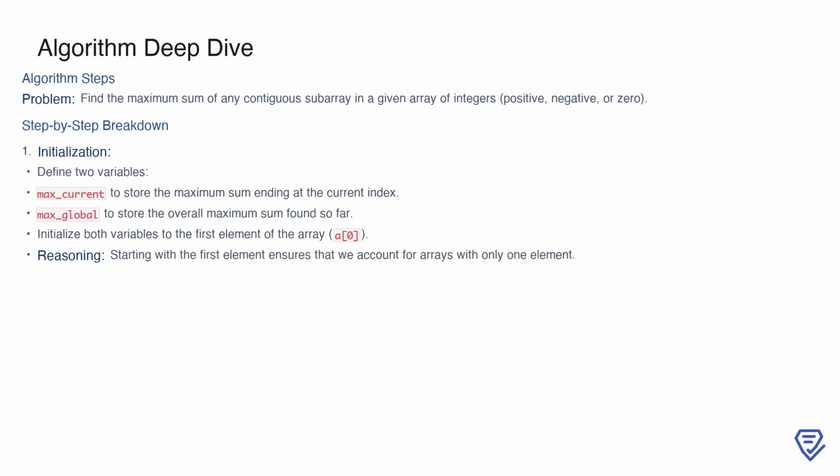Both of these variables are initialized to the first element of the array, A[0]. This initialization ensures that even if the array contains only one element, the algorithm will still return the correct result. By starting the process in this way, we lay the groundwork for an efficient and robust solution to the problem.